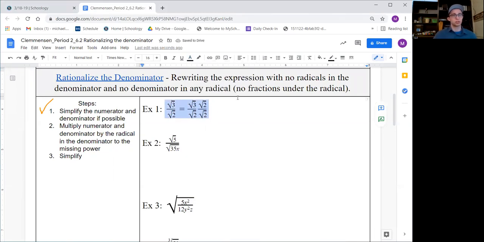So I just multiply across. Root 3 times root 2. I multiply since they have the same index. So 3 times 2 gives me 6, and 2 times 2 gives me 4. And then I simplify. The square root of 4 becomes 2. So remember, that's what I'm trying to do every time with this rationalize the denominator, is get rid of my square root. Now that it's out of the bottom, I've done my job correctly. That is my answer.